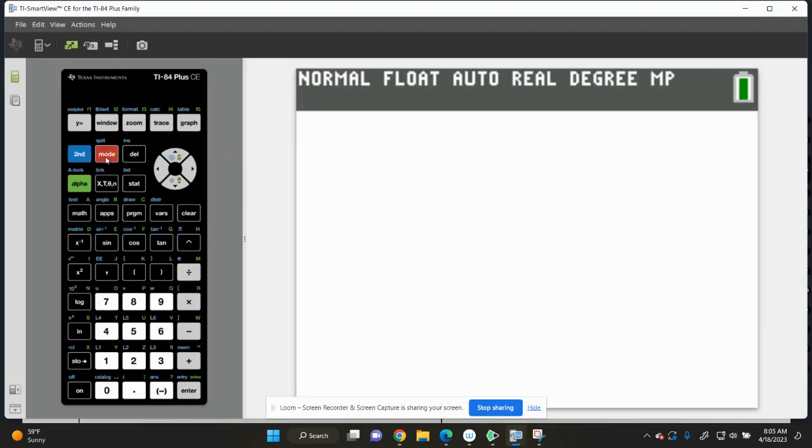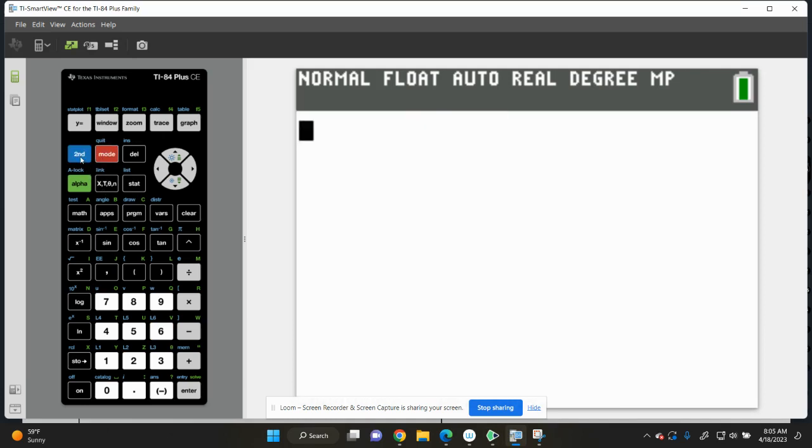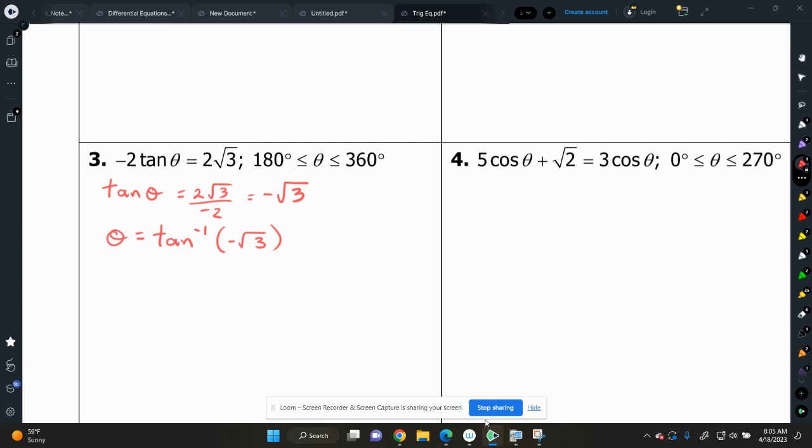So let me just go, we're going to do inverse. Let me make sure I'm in degree mode, and I am. I'm going to do inverse tangent of negative radical 3. And let's see if that gives me anything I can use. Okay, it gives me negative 60. It's interesting because so many times I have students say, well, why can't we just use our calculators? We need to understand what we're doing in order to understand the result that we get on our calculator. Okay, so it gave us negative 60 degrees.